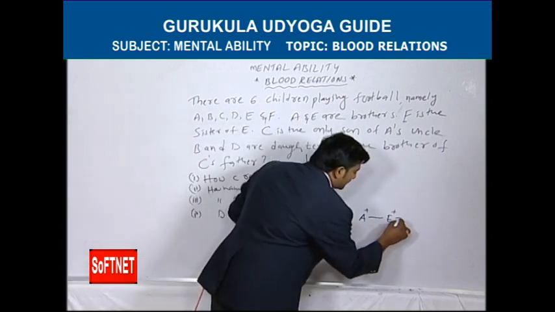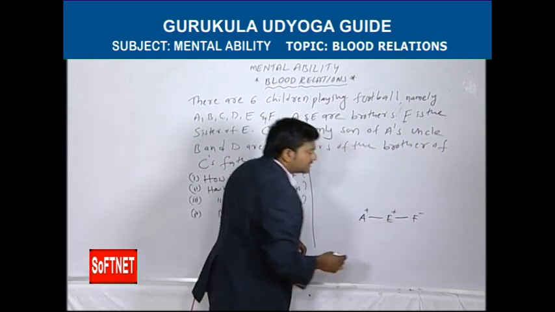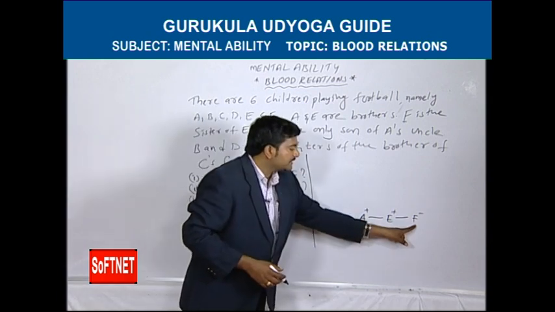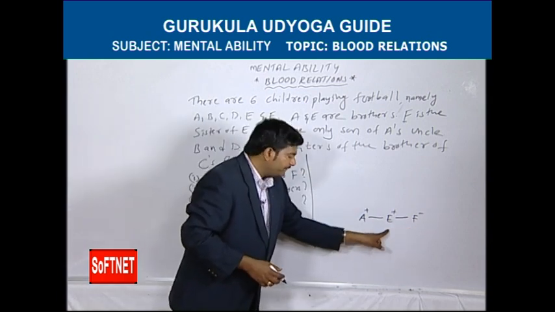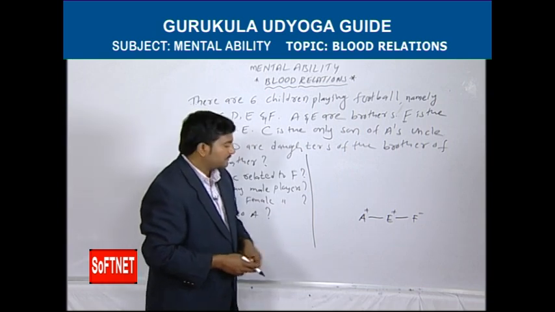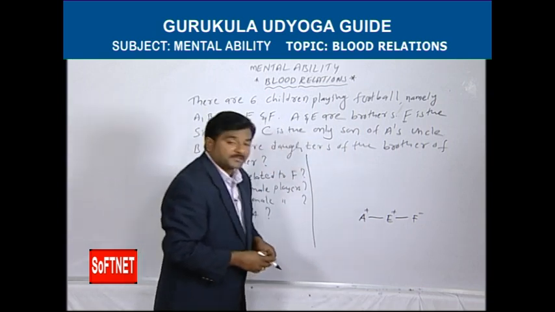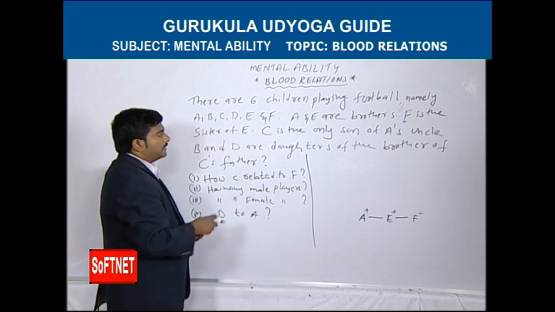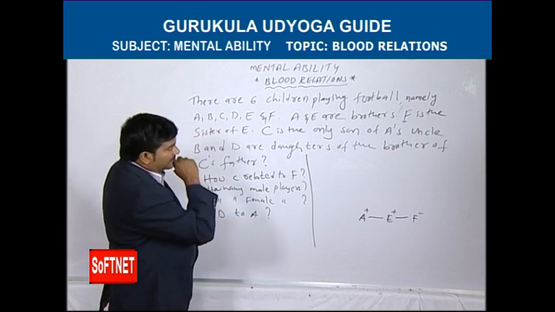What does it mean? F is whose sister? E's sister. Indirectly, F is the sister of E as well as the sister of A, because A and E are brothers. I hope you understood that line properly.